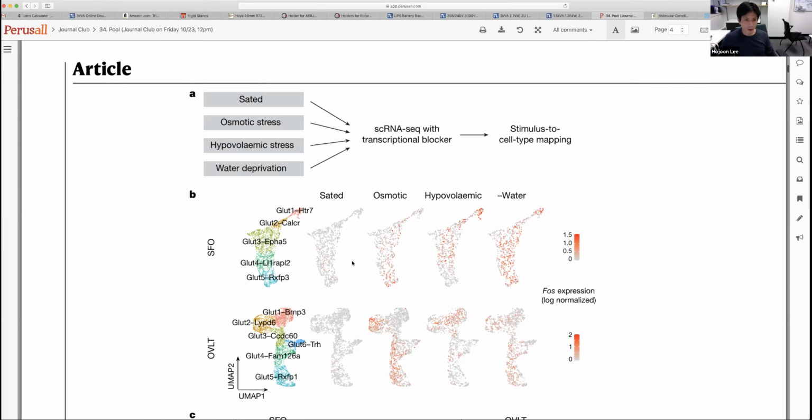Because otherwise, if it was just a sated state, then if they were to take all the neurons from the sated state, would you still see CFOS there? I guess you could. Yeah, I don't know what the answer to that is.